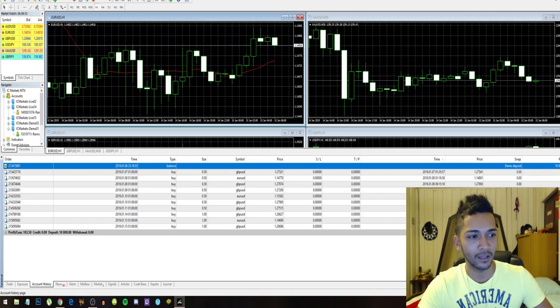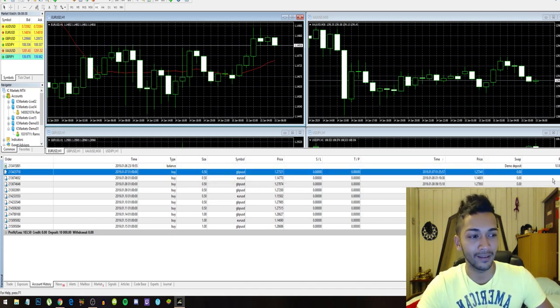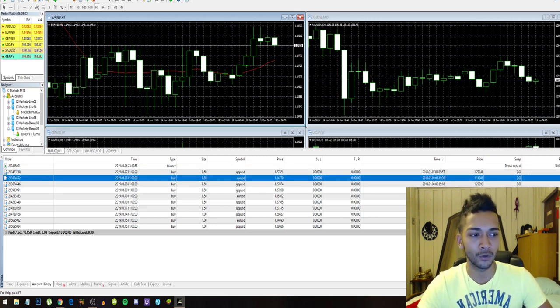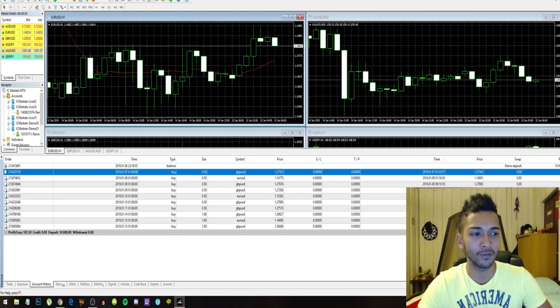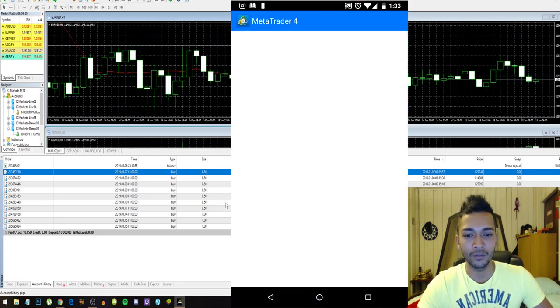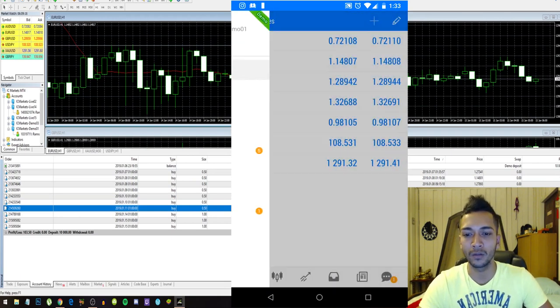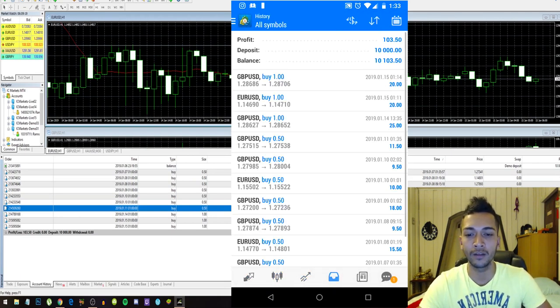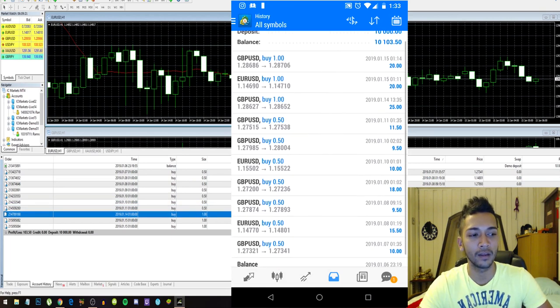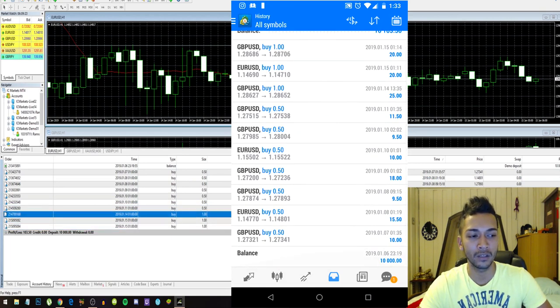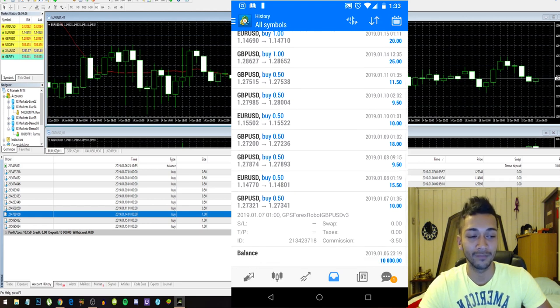But anyways guys, I put the lot size at 0.5, and I don't know how this robot does it, but it's making very accurate trades. It made $10 profit, and a total of $103 profit. So after the first few trades, I wanted to test this robot out with a bigger lot size. Currently I have the lot size set to 1. As you guys can see, these are the trades it took today. It's doing not too shabby.